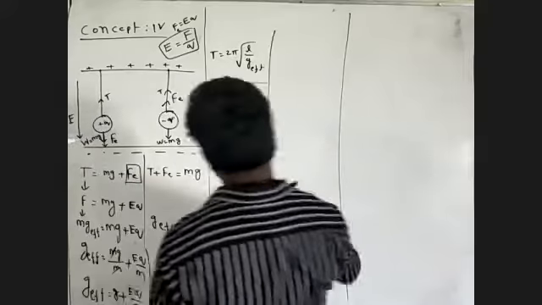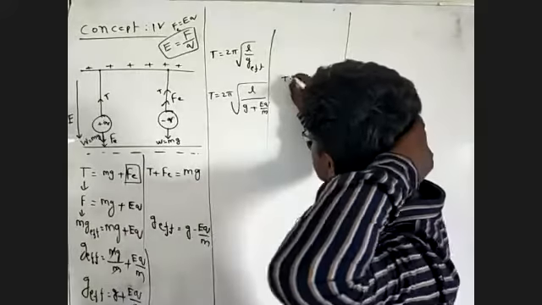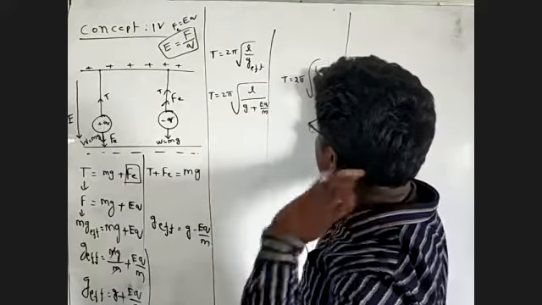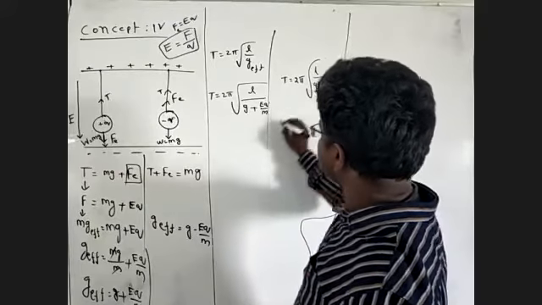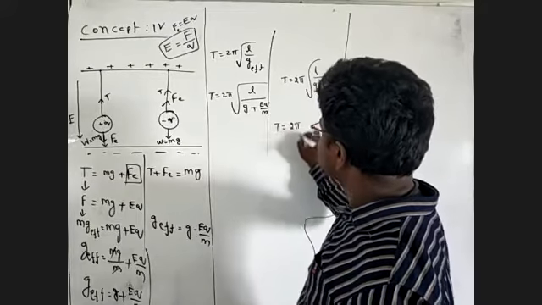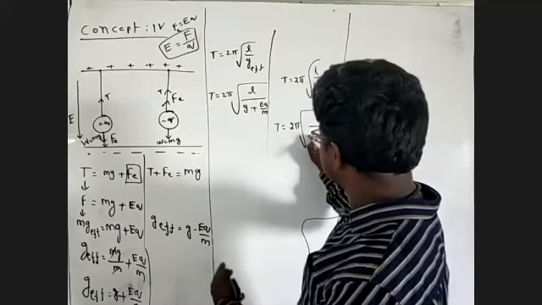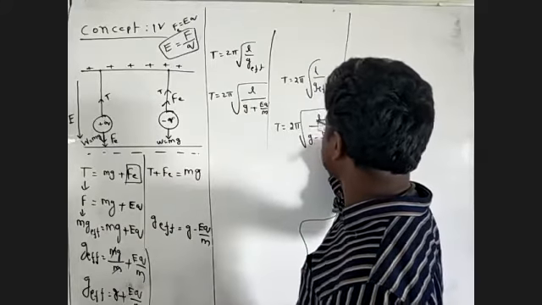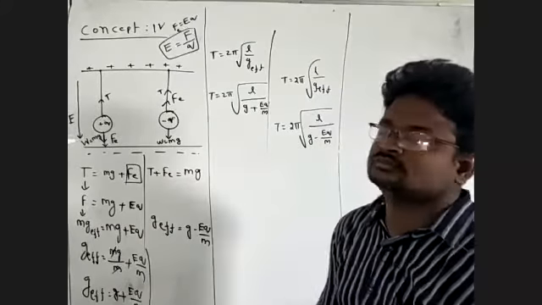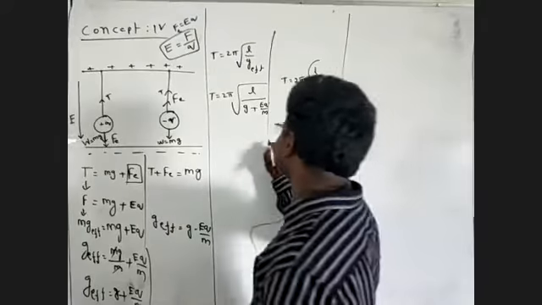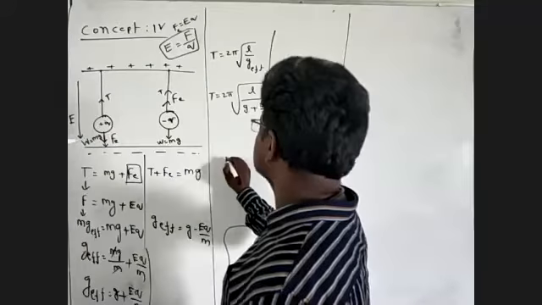Now for this one, T is equal to 2 pi root of L by g effective. g effective for this one, T is equal to 2 pi root of L by g effective, meaning g minus EQ by m. Now for this one also, F is equal to EQ.